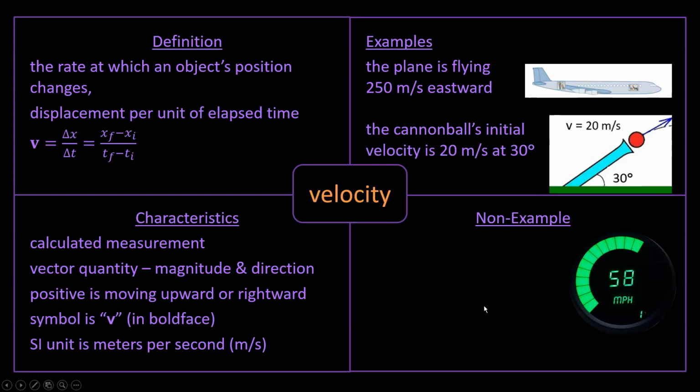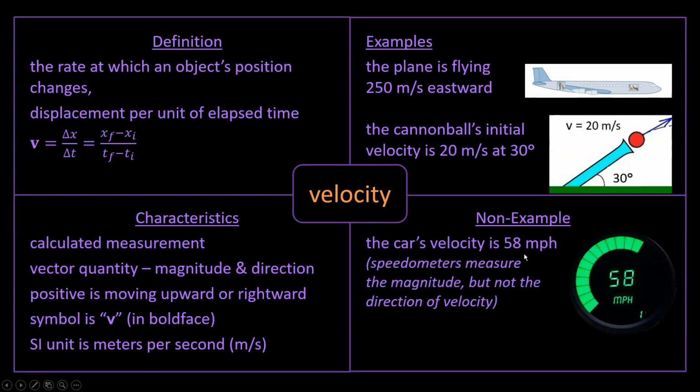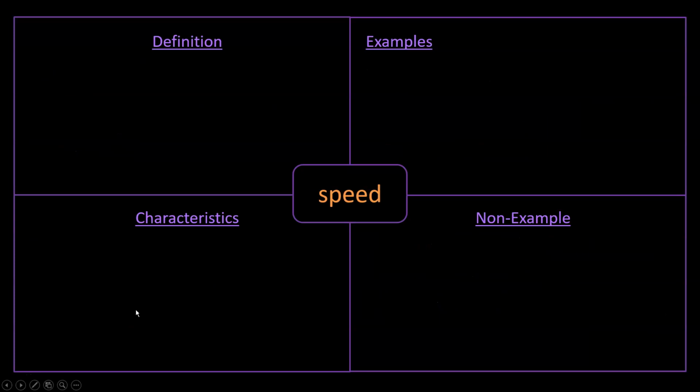Some non-examples. The car's velocity is 58 miles per hour. Well, speedometers measure the magnitude but not the direction of velocity. So this has only magnitude, so it is not its velocity. Now let's go ahead and look at speed. It's similar to velocity.